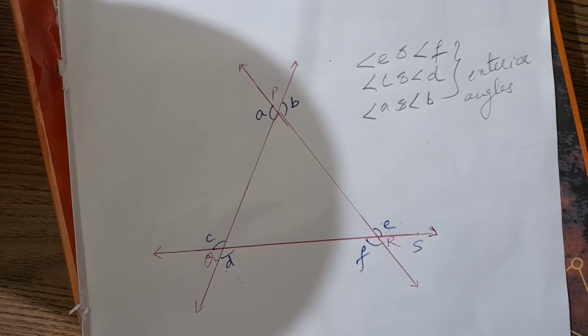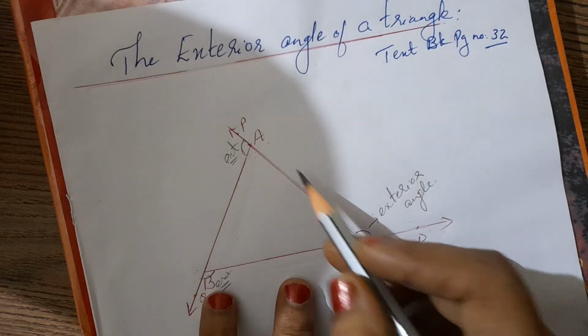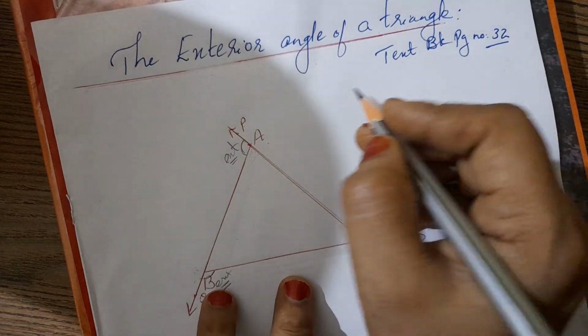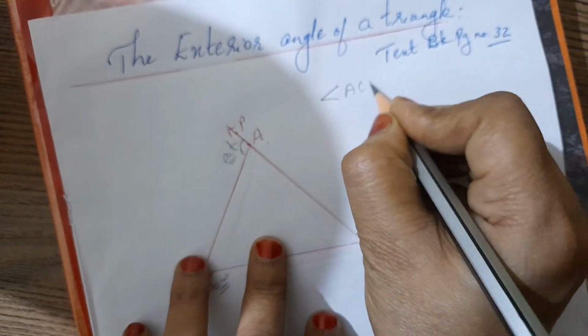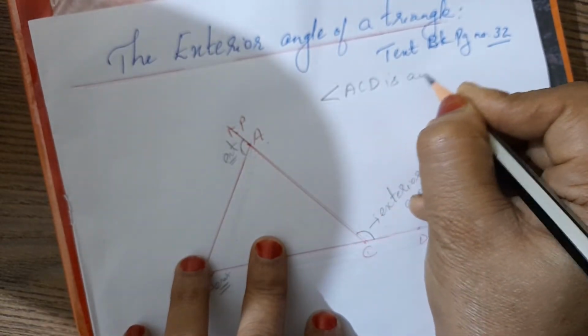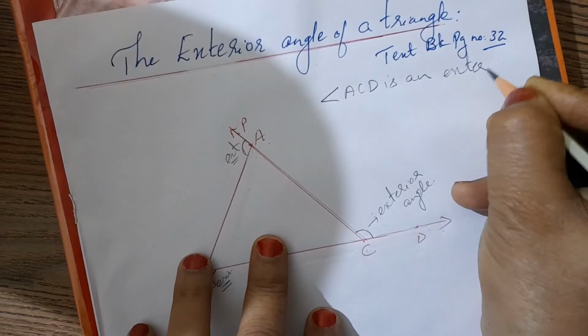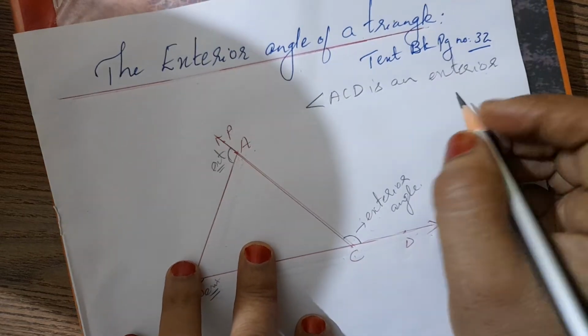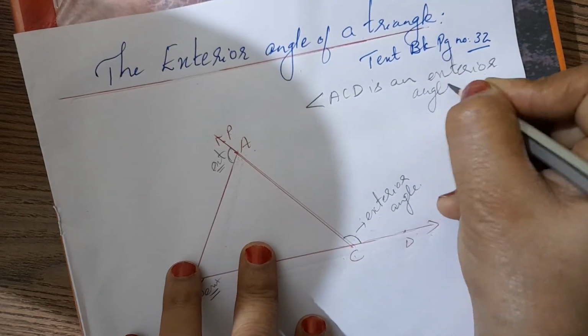Now let us go back to the first figure and write down some points. So here I said that angle ACD is an exterior angle.